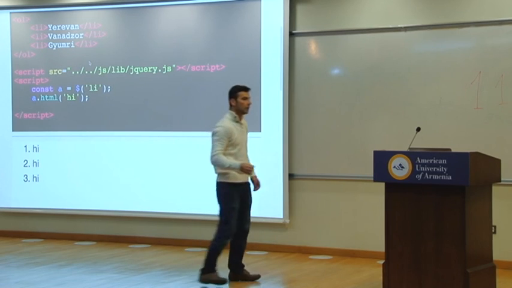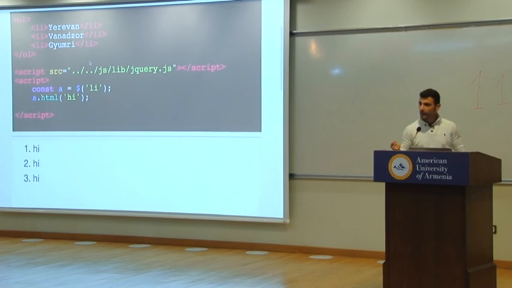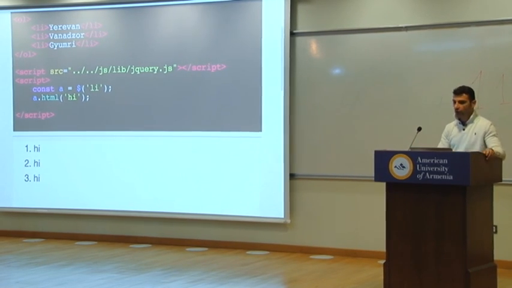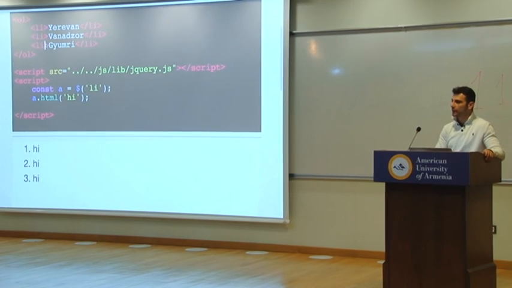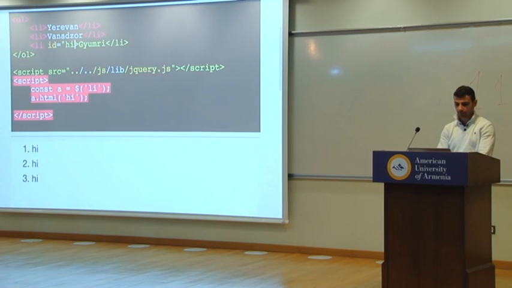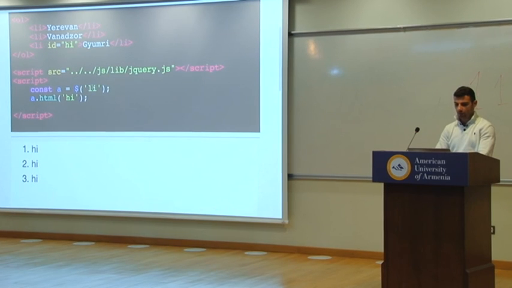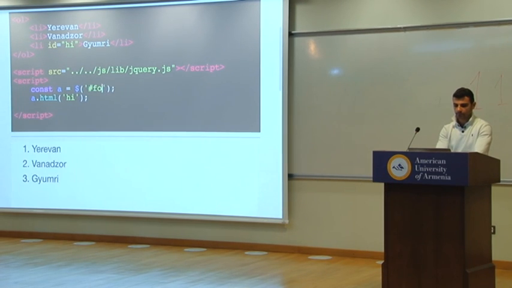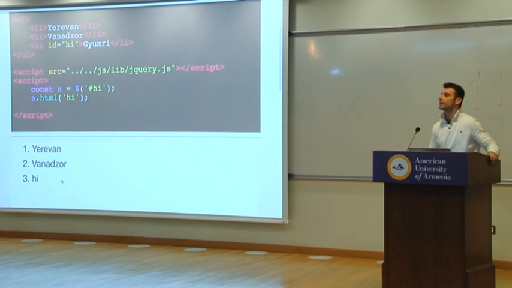Very good question. So if you only wanted to select Gyumri, you have to change your selector. How can I only select Gyumri? Think CSS. I could give it an ID of hi. I could then here, how do I select things by ID? And now only Gyumri turns into hi. Make sense? Yes, sir.